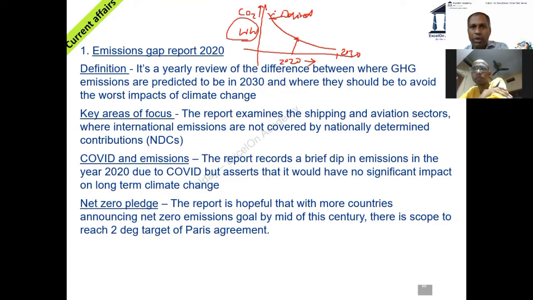This is the desired curve. But what will happen in reality? The emission curve may be something like this.